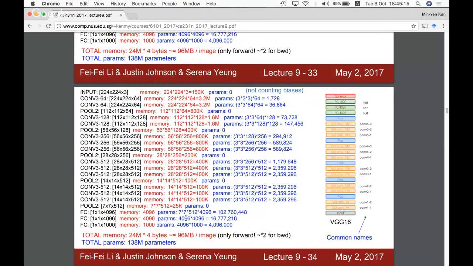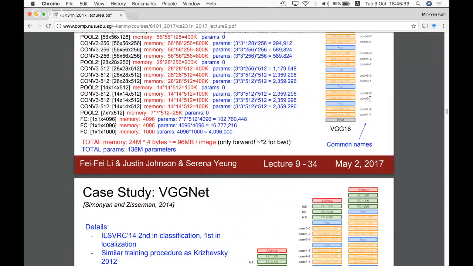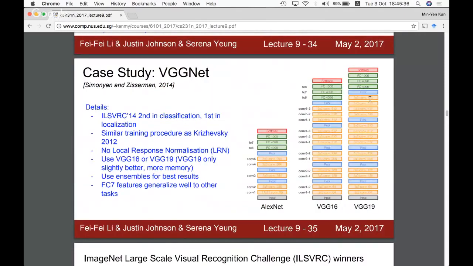So some of the common names that they use are conv1, conv2, and so on for the convolutional layers, and FC6, FC7, and FC8 for the fully connected layers. This got second place in the ImageNet recognition challenge, and first in localization. Localization is not just classification, but localizing where the object is in the image.